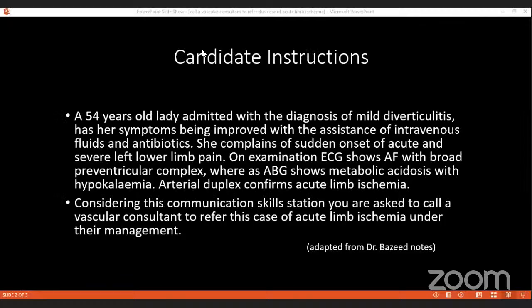Summarize your case, please. Okay, start. Why do you think it's urgent? Can you not wait for tomorrow? Why do you think the patient is urgent?